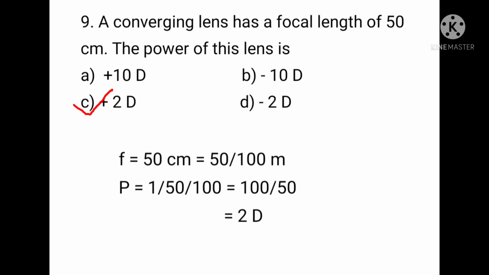The lens is a converging lens or convex lens, therefore the focal length will be positive. And power is the reciprocal of the focal length, which is equal to 1 by 50 by 100, equal to 100 by 50, equal to 2 diopter.